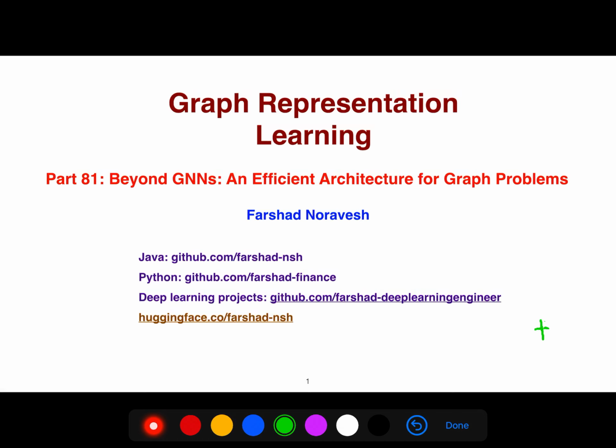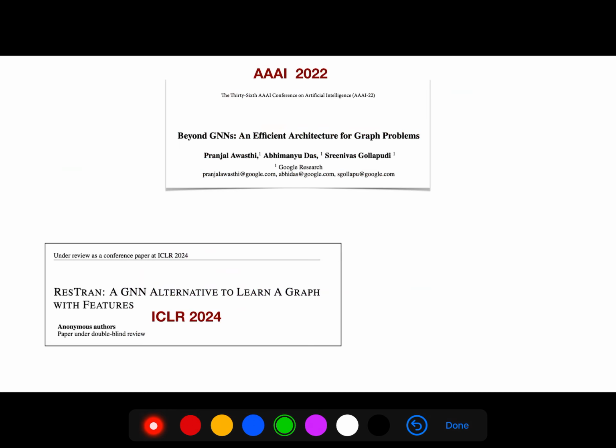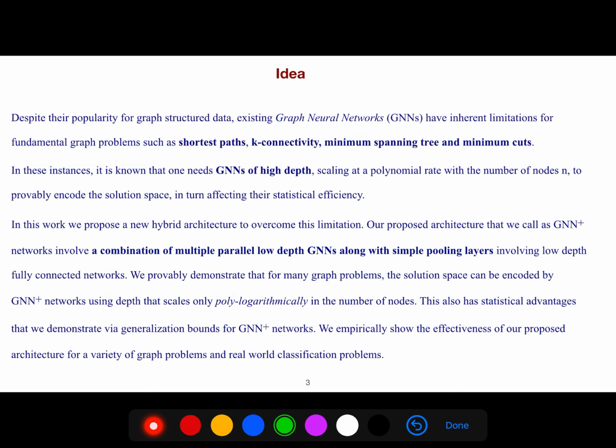Alright, so in this video, I'm gonna be explaining another important article with the title Beyond GNNs: An Efficient Architecture for Graph Problems. This AAAI paper is from 2022. Despite their popularity for graph structured data, existing graph neural networks have inherent limitations for fundamental graph problems such as shortest path, K connectivity, minimum spanning tree, and minimum cuts.